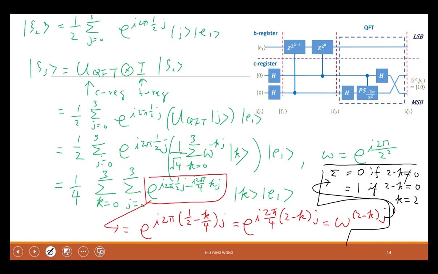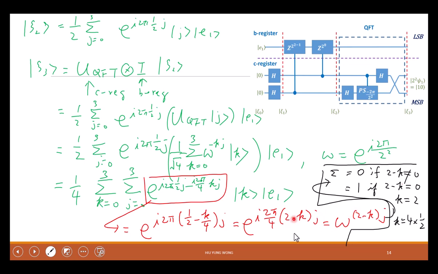Do you see that? So you only have one state left when we do the measurement. It will collapse to only 2 because all the coefficients are 0 except one of them, and that is when k equals 2. But what is k equals 2? Let's take a closer look here. It means k equals 4 times 1 over 2 because of this one.